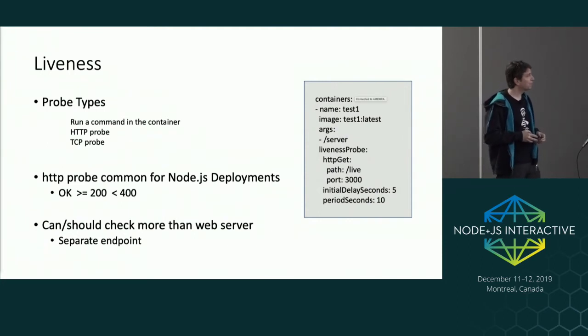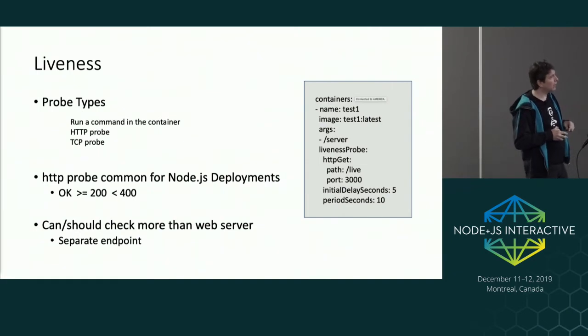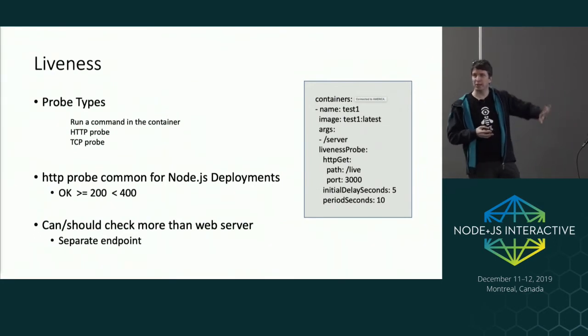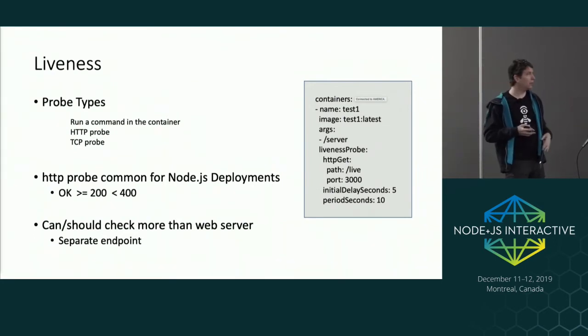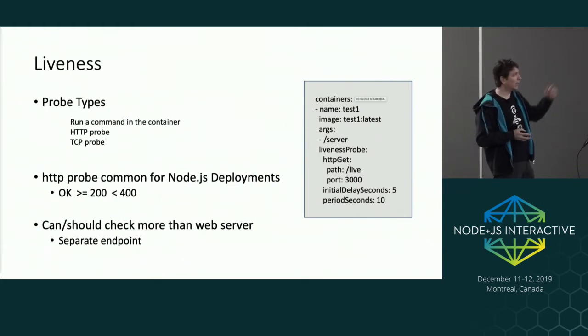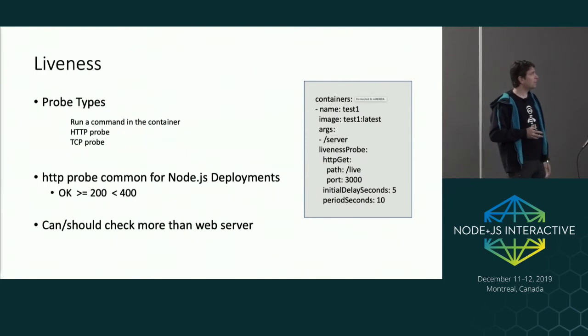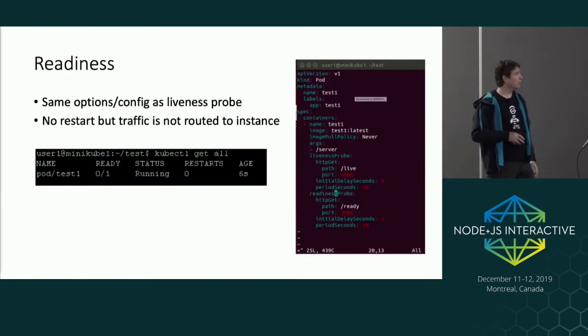And on the side here, I just show again in the YAML that we talked about, I can easily add this liveness probe that says it's an HTTP probe. The path is the live endpoint on port 3000. And you can say, don't start checking until 5 seconds after I spin up, and check every 10 seconds. Likely you're going to have a longer period than that, I don't know, a minute or whatever. And as I said, you should really check more than just that your web server's up.